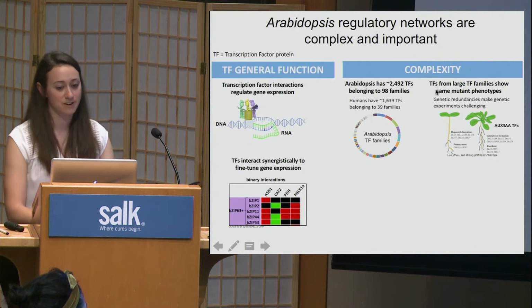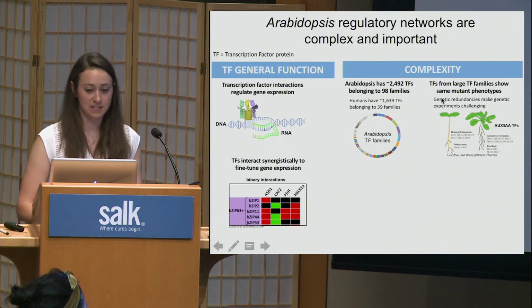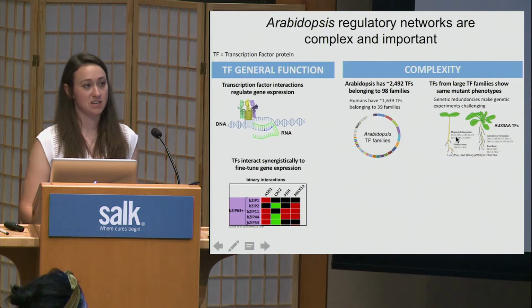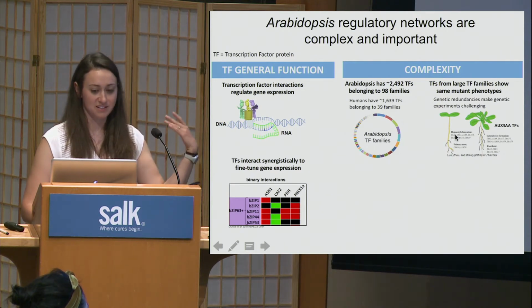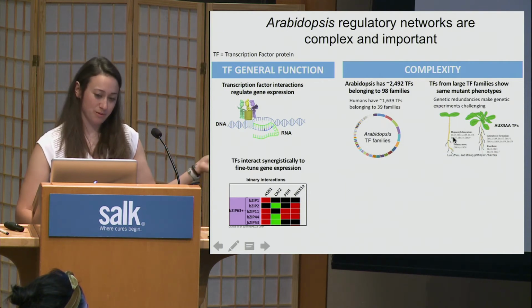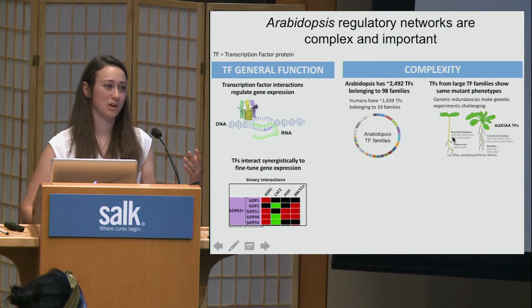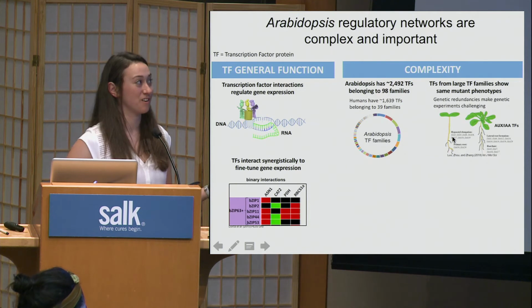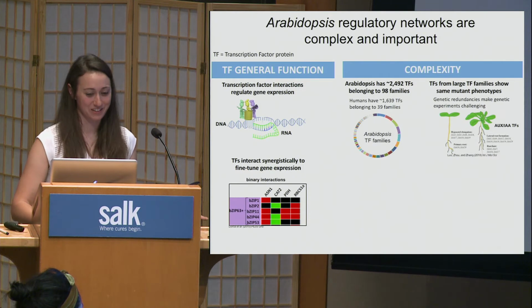And also, transcription factors from large families tend to show similar mutant phenotypes. And these genetic redundancies make genetic experiments challenging. And what that means is if you mutate a transcription factor in one plant, you might see no effect, and then you mutate another one from the same family, and you also see no effect. So in order to see the effect and parse out what pathway these transcription factors are part of, you have to do all these experiments to figure that out, and it makes it really challenging.